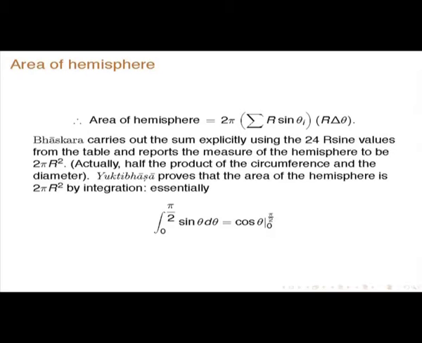So, Bhaskara carries out the sum explicitly using the 24 r sin values from the table, and reports the measure of the hemisphere to be 2 pi r square. And what he says, of course, is actually this whole thing will be half the product of the circumference and the diameter.